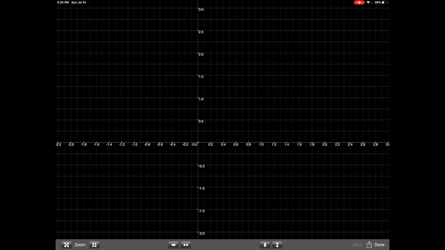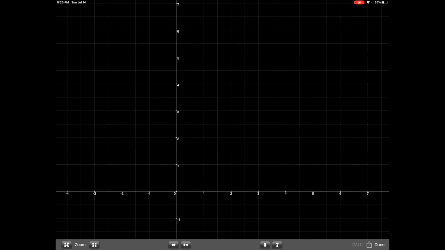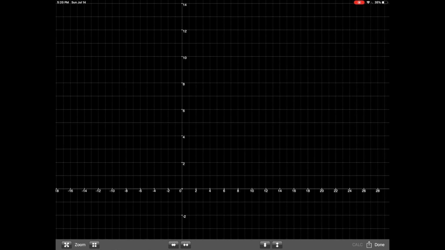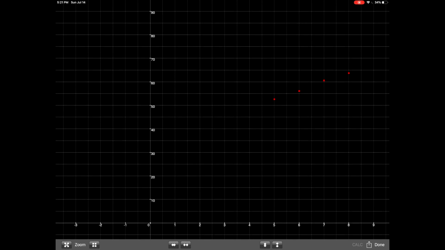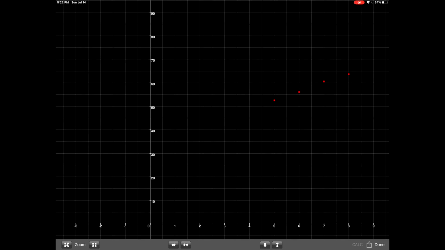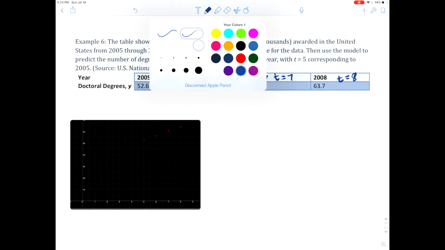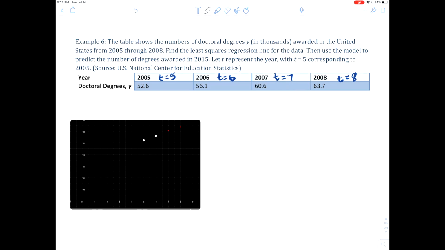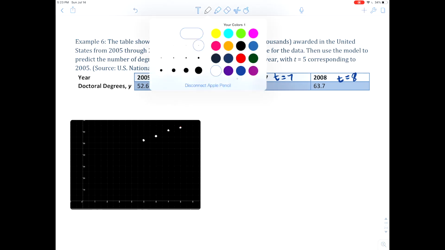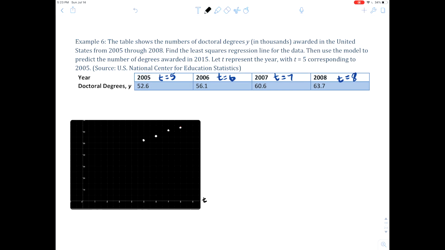All right, so we need to get to our data. Remember, we need our y scale to be... All right, so as you can see, we do have a linear trend. I'll actually plot these in a different color. These are our points. And so we have a linear trend, so we're good. And this is our t-axis, and this is our y-axis. All right?